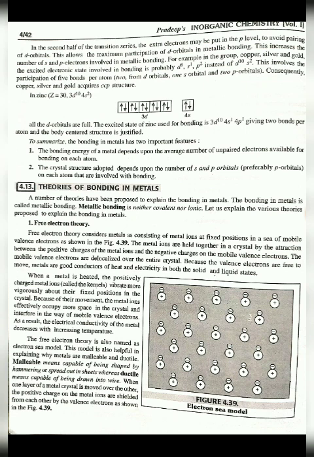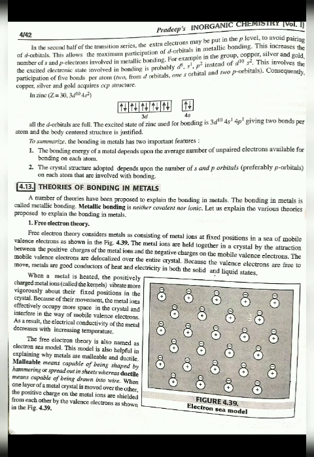When a metal is heated, the positively charged metal ions, called the kernels, vibrate more vigorously about their fixed positions in the crystal. Because of their movement, the metal ions effectively occupy more space in the crystal and interfere with the way of mobile valence electrons. As a result, electrical conductivity of the metal decreases with increased temperature. The free electron theory is also named the electron sea model.